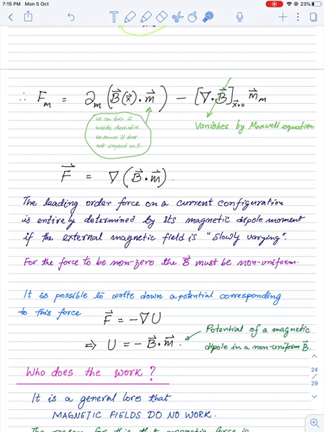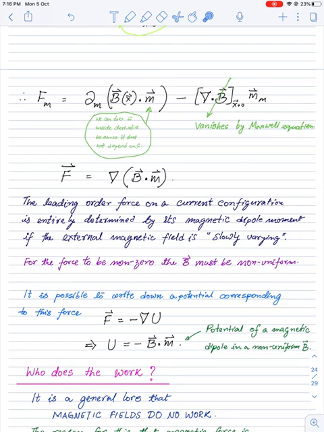Again, you can think of this in terms of a potential. This force on the magnetic moment is also conservative, in the sense that, of course, Coulomb's law we have seen, that kind of force is conservative, and this force is also conservative, so we can write it as the gradient of some kind of a potential, and that potential is nothing but the magnetic field dot the magnetic dipole moment of a current configuration.